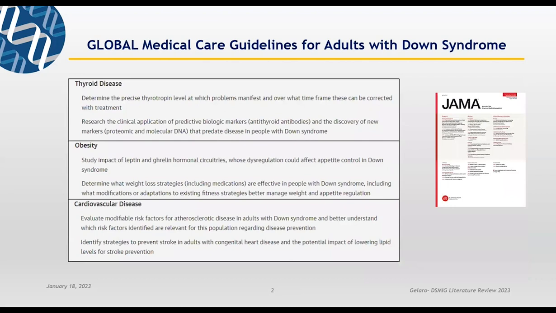And of course, here's an example of just a few of the research priorities as outlined in the summary table in the JAMA article. So for example, you can see in thyroid disease, more research was needed on precise thyrotropin levels in Down syndrome. That was flagged as critical. And for cardiovascular disease, you can see that stroke prevention was highlighted as a future research need, and so on. So this is just a sampling.